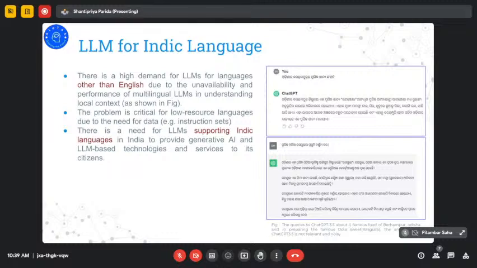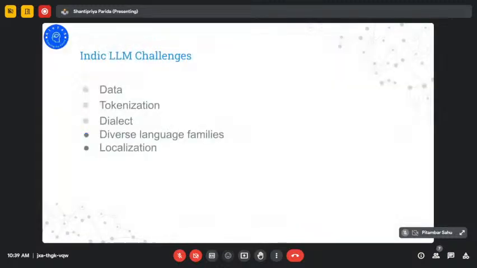I was just wondering, when the dialects are different and the written versions of those are not available, how do you train the model? You mentioned dialects in Berhampur or Sambalpur can be different, but we may not have the written text. So in that case, how do you train the model?